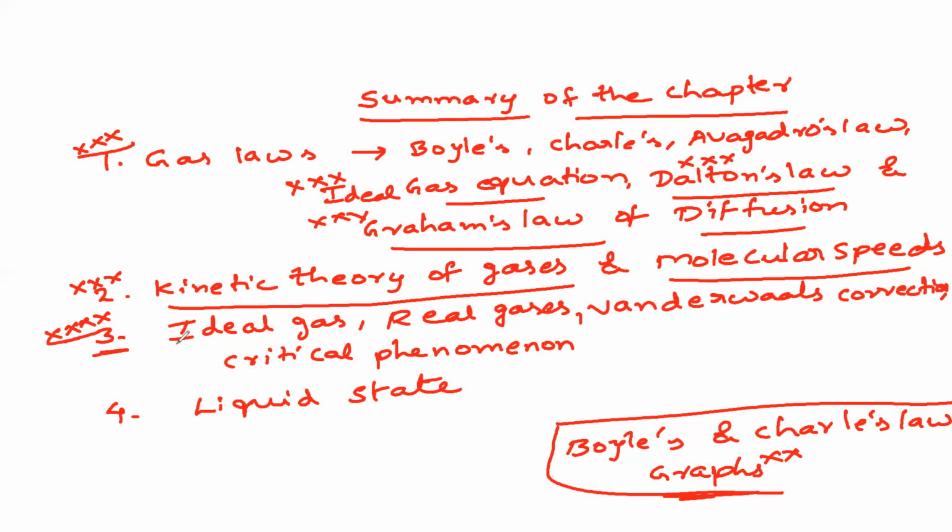So it's a very important chapter. Definitely you are going to get one or two questions for the entrance exam. That is the summary of the chapter. For Boyle's law and Charles' law, you have to refer only to graphs, and then Avogadro's law and the ideal gas equation. From the ideal gas equation you may expect a numerical. Dalton's law and Graham's law of diffusion also, you may expect a numerical. So only the underlined words and important star marks.